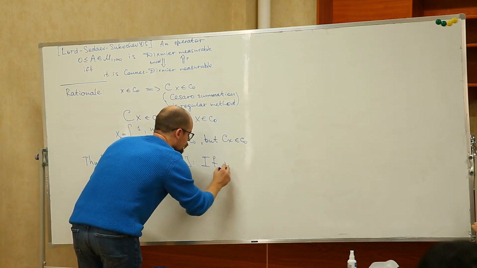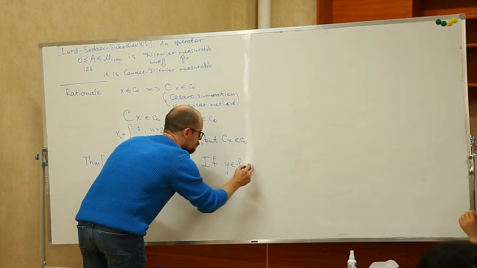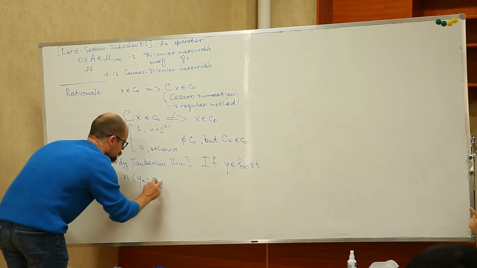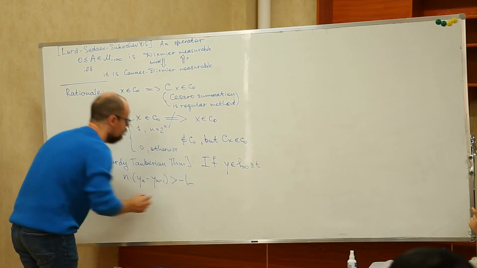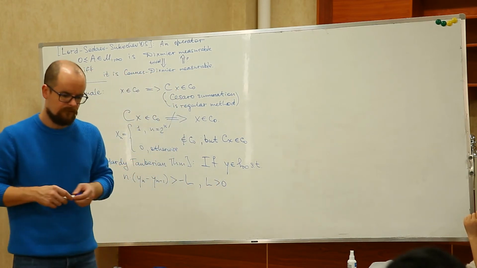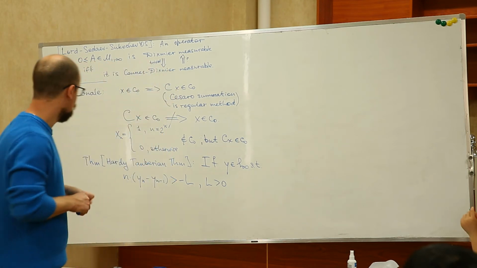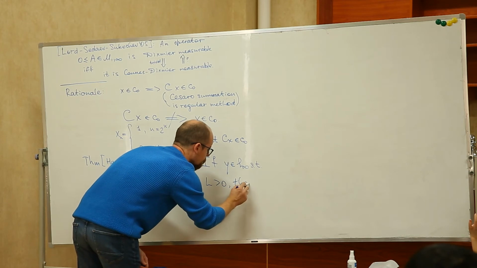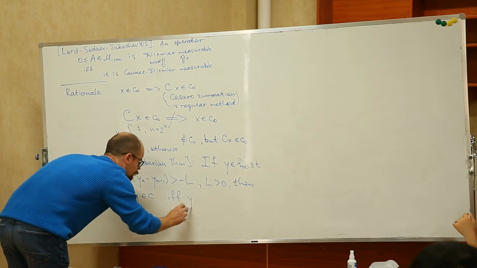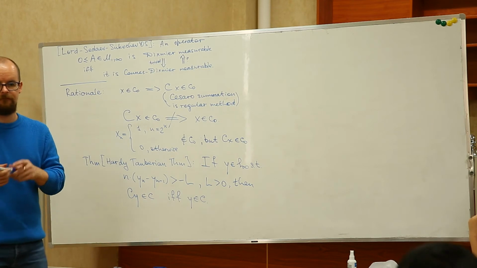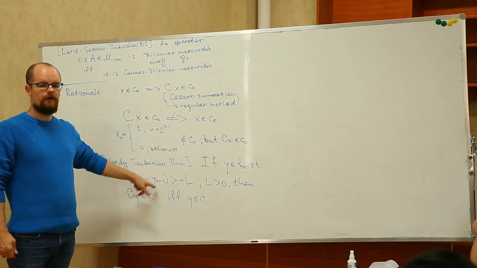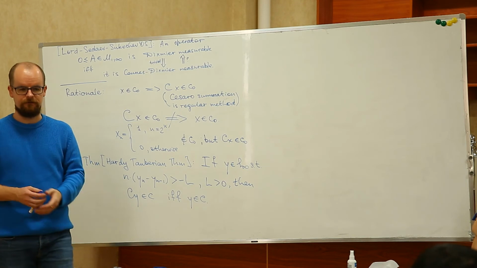If we have a bounded sequence y such that n times (y_n minus y_{n-1}) is bounded from below, then Cy is convergent if and only if y is convergent. So in general, this implication does not hold. But if our sequences are nice enough, then we have this implication as well.